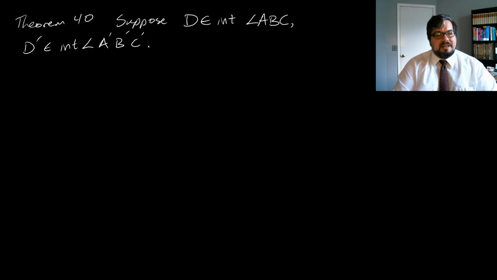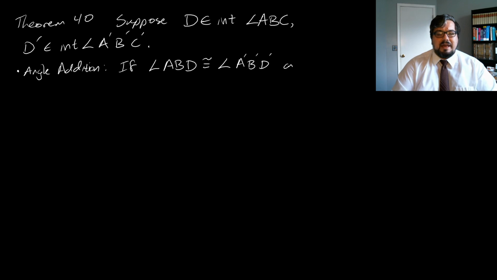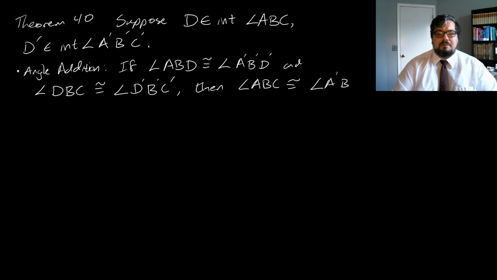And we've got two statements here. We have angle addition, which says that if angle ABD is congruent to angle A prime, B prime, D prime, and angle DBC is congruent to angle D prime, B prime, C prime, then angle ABC is congruent to angle A prime, B prime, C prime.